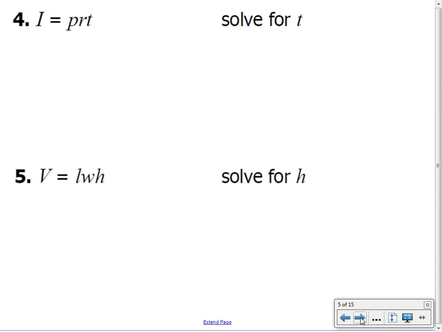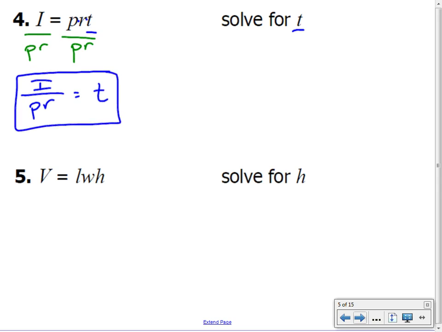Okay, number 4, we're solving for T. Now this one's a little tricky because on the right side, we have 3 variables, and keep in mind all 3 of these variables are multiplying each other. This is P times R times T. We are solving for T. T has 2 variables in front of it that are both multiplying T, so we can all at once get rid of P and R by dividing each side by PR. So when we do that, our final answer is going to be I divided by PR is equal to T.